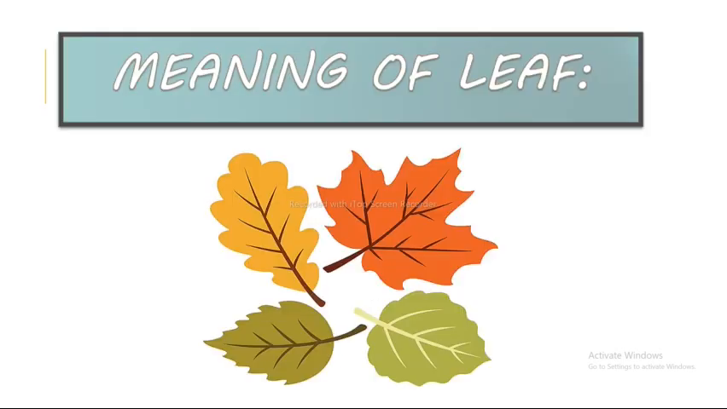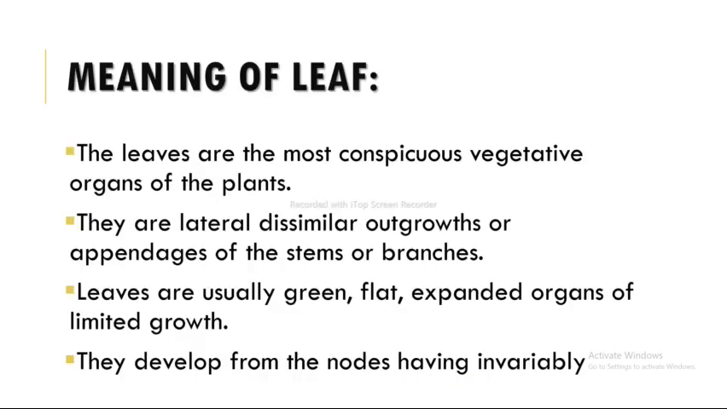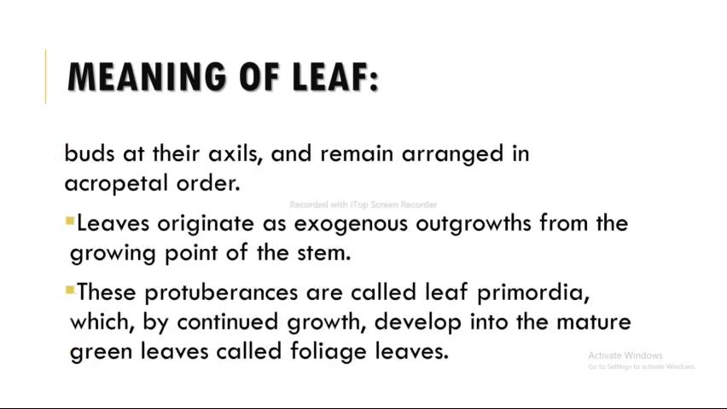Next I am going to discuss the meaning of leaf. Meaning of leaf. The leaves are the most conspicuous vegetative organs of the plants, and they are lateral dissimilar outgrowths or appendages of the stem or branches, and the leaves are usually green, flat, expanded organs of limited growth. They develop from the nodes, having invariably buds at their axils and remain arranged in acropetal order.